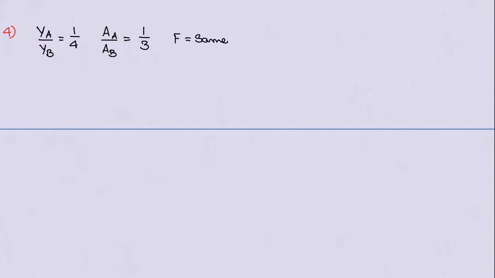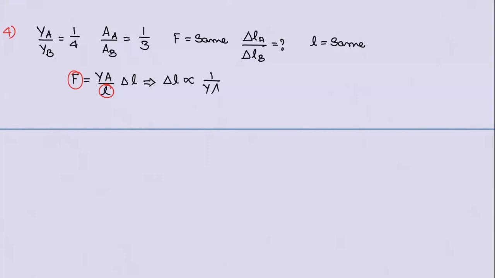The elongation produced in the wires. What do they want? The delta LA by delta LB is equal to question mark. So what we do in this case, simple proportionality we are taking. F is equal to YA by L into delta L. Assume length of wires A and B are same. So L is same, F is same. Then if I write proportionality, delta L is directly proportional to 1 by YA.